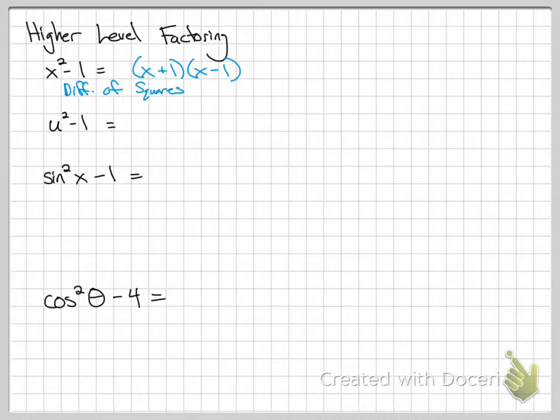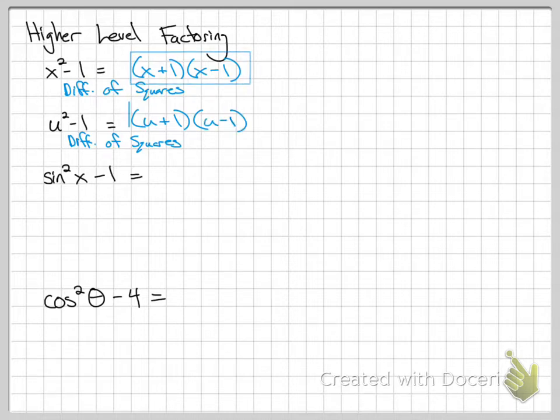Well, if I change that to u squared minus 1, that shouldn't make the problem any harder. U squared is a perfect square. 1 is a perfect square, and the problem's minus, so that's difference of squares again. Square root of u squared is u. Square root of 1 is 1. 1 with the plus, 1 with a minus. So these are the answers. They're almost identical, but with a different variable.